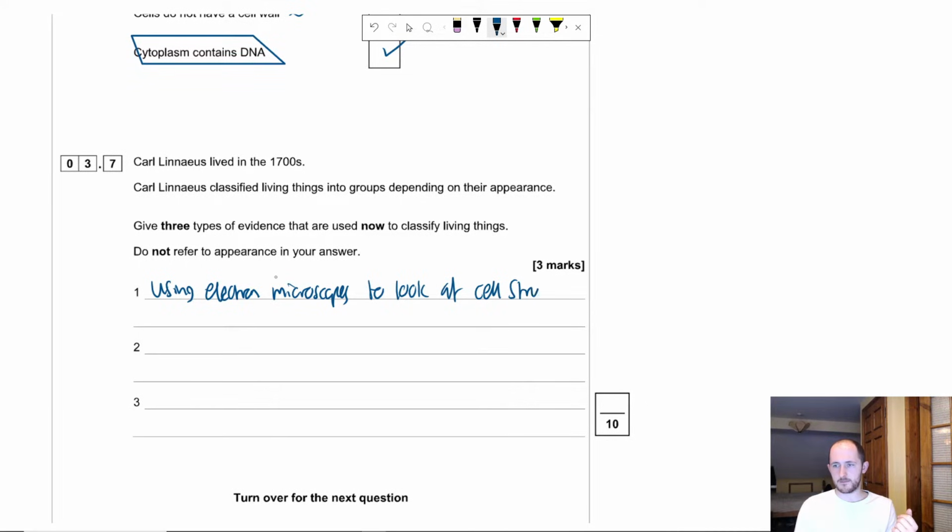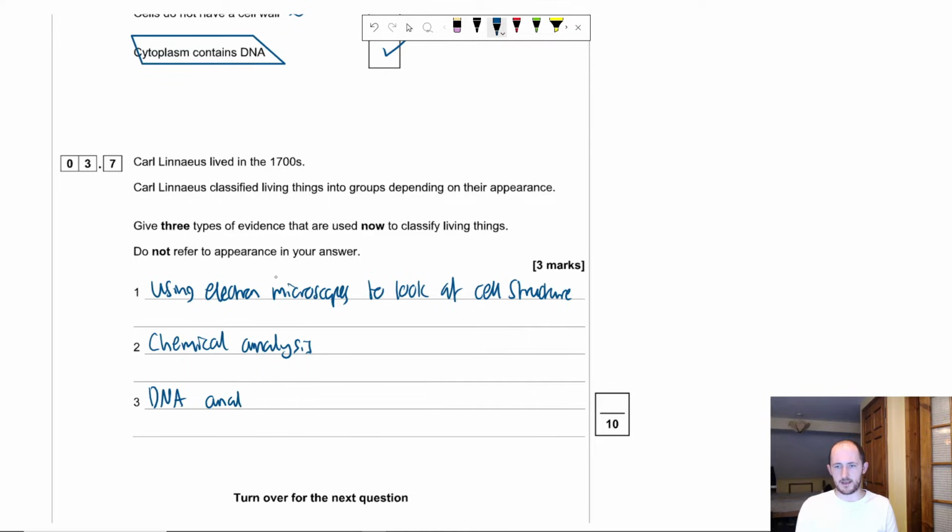That's a pretty big one. Right. Anything else? Well, chemical analysis is another one that we use, so seeing what kind of proteins are present inside the cells or inside the body, etc. Another thing that they didn't have in the 1700s was DNA analysis, which is a really big one.